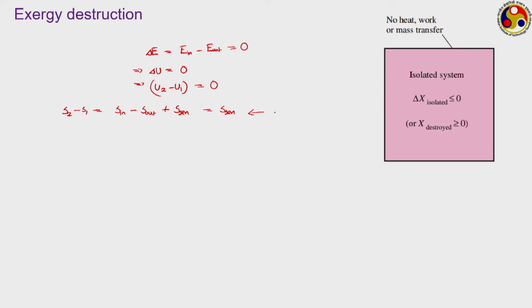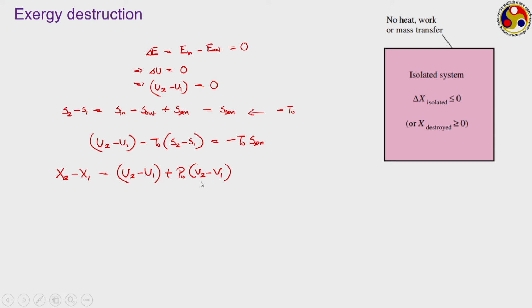Now, we multiply this equation with minus T naught and add it to the first equation. Then what do you have? You have U2 minus U1 from the first equation minus T naught into S2 minus S1 is equal to minus T naught into S generation. Now, an isolated system can't have any kind of interaction with the surrounding, and therefore, it can't produce any moving boundary work also. That means its volume will also remain the same. So, if we write an expression for the change in the exergy of this isolated system, X2 minus X1 will be equal to U2 minus U1 plus p naught into V2 minus V1, the expression we have just developed, minus T naught into S2 minus S1, neglecting any kinetic and potential energy changes. It can't have any kind of volume change. So, this is equal to 0. So, now using this expression we have this equal to minus T naught into S generation.